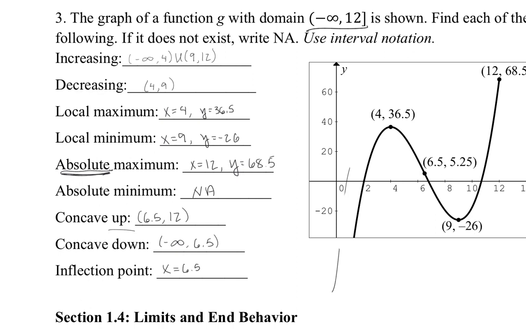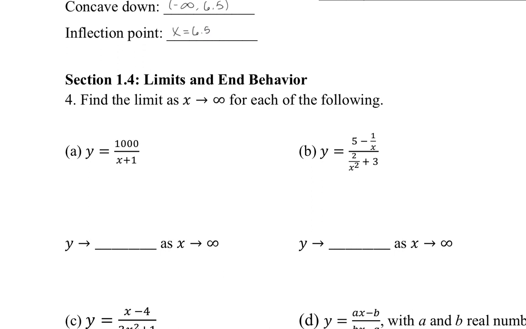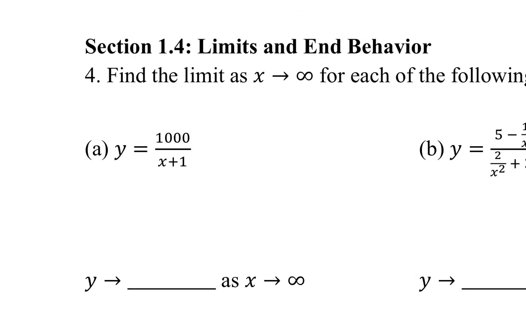Now moving on to the next section, we're looking at the limit as x goes to infinity for each of the following. So for this first one, we're going to think about as x gets really large, what is the function going to do? As x gets really, really big, this x plus 1 is going to get really, really big, which means that since we're dividing, the whole thing is going to get really, really small. So y is going to approach 0.